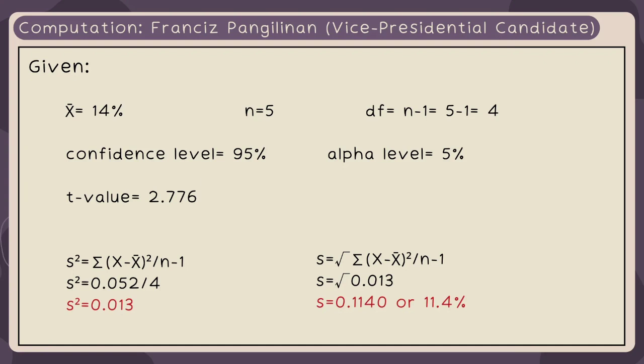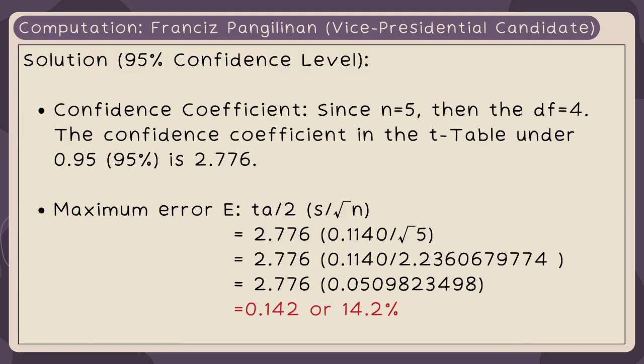To solve for the sample standard deviation, the summation of the last column divided by the DF of 4 will result in a variance of 0.013. Get the square root. Therefore, the sample standard deviation is 0.1140 or 11.4%. Solve for the maximum error by substituting its formula.